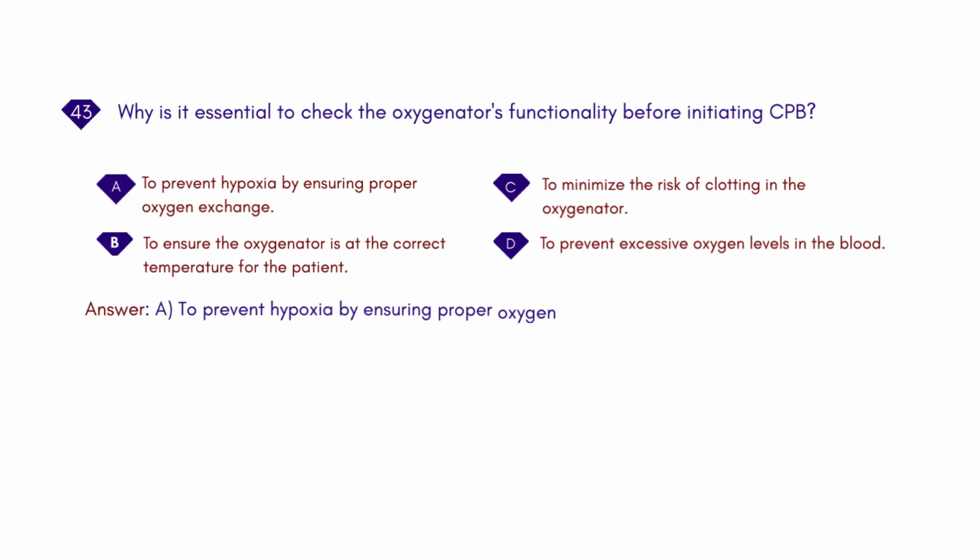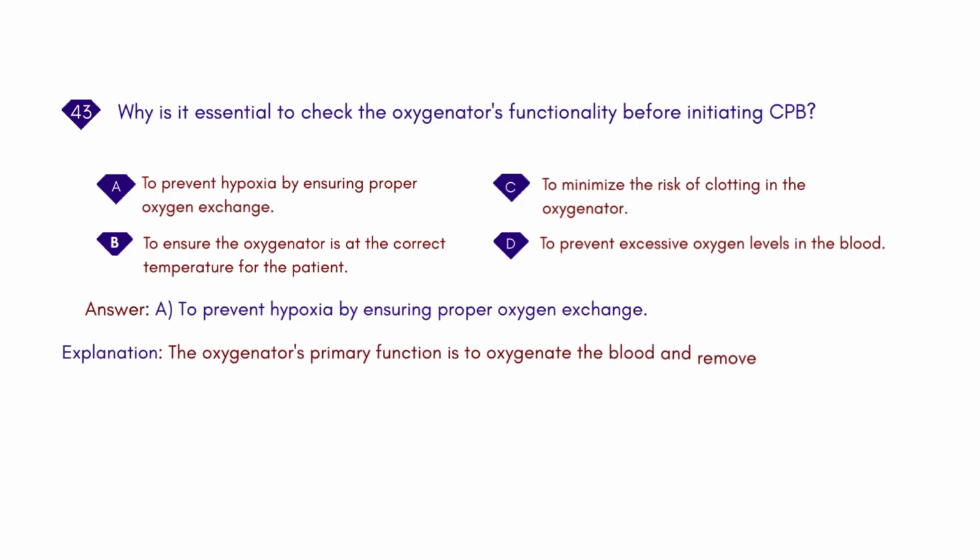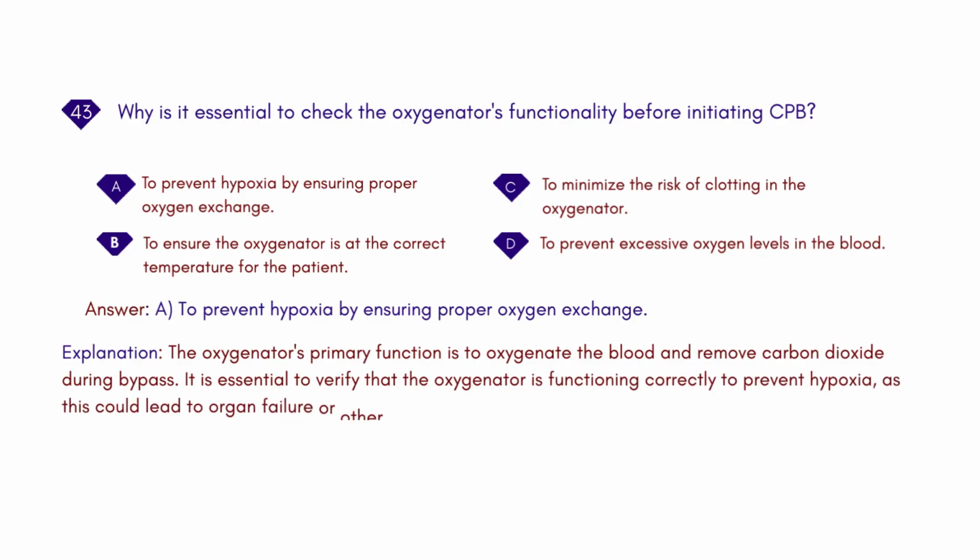Answer: A. To prevent hypoxia by ensuring proper oxygen exchange. Explanation: the oxygenator's primary function is to oxygenate the blood and remove carbon dioxide during bypass. It is essential to verify that the oxygenator is functioning correctly to prevent hypoxia, as this could lead to organ failure or other serious complications.